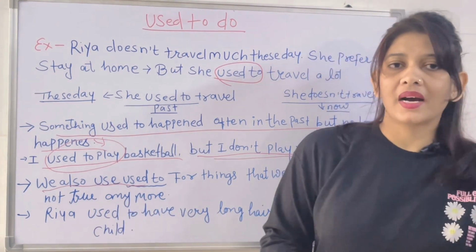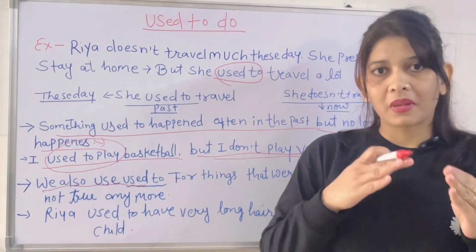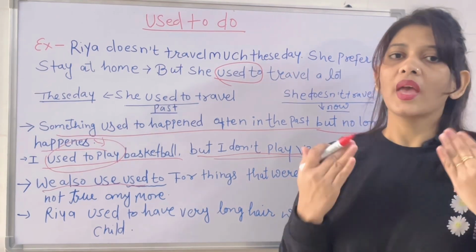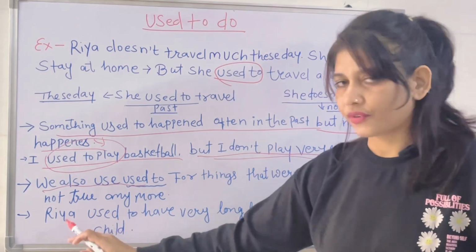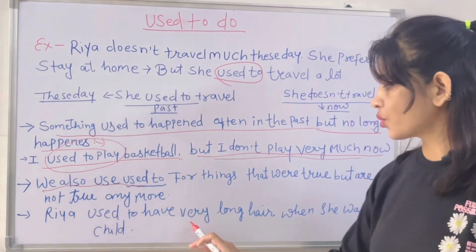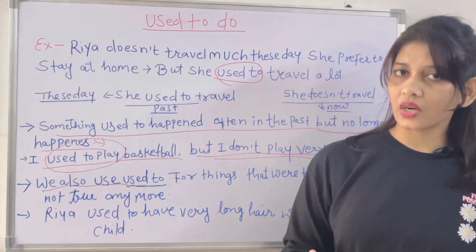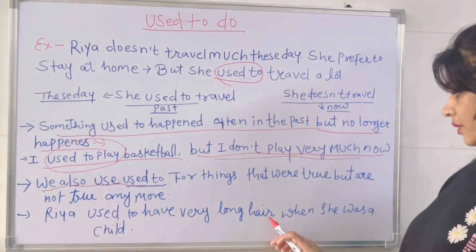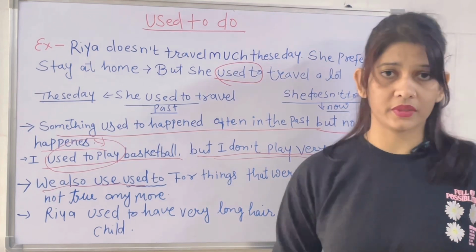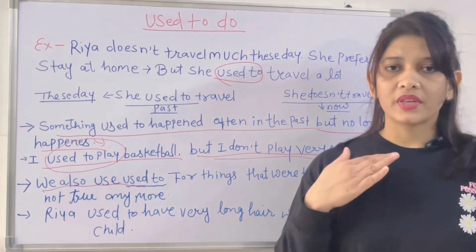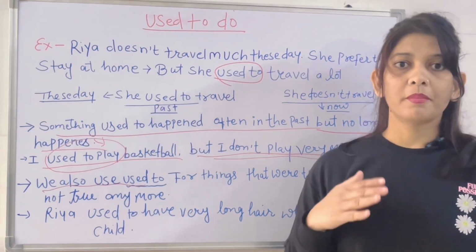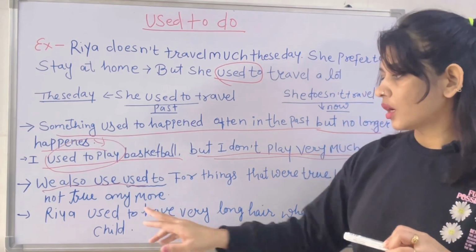We also use "used to" for things that were true in the past but are not true anymore. For example, Ria used to have very long hair when she was a child. Right now Ria's hair is short, but she used to have long hair.